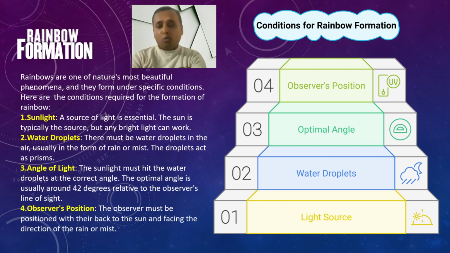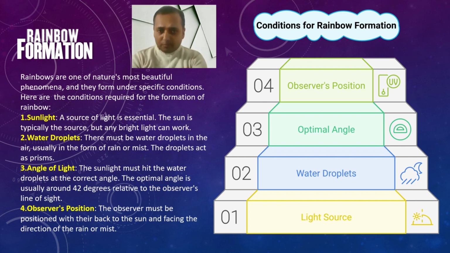Second point is water droplets. For the formation of a rainbow, there has to be water droplets. Why? Because water droplets act as prisms, and it is at this place where light splits up into its constituent colors. So for the formation of a rainbow, water droplets are an absolute must because this is where the light breaks up into its constituent colors.